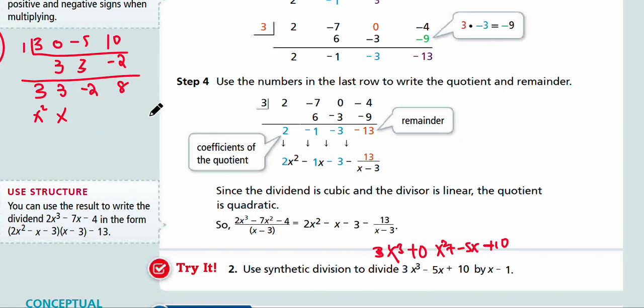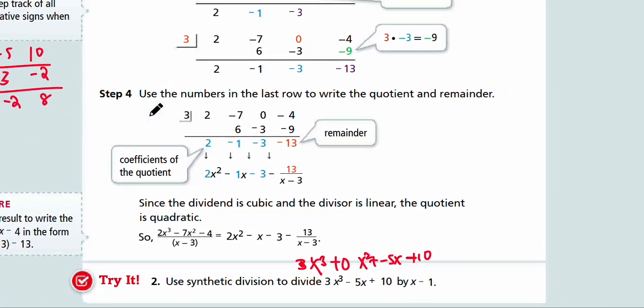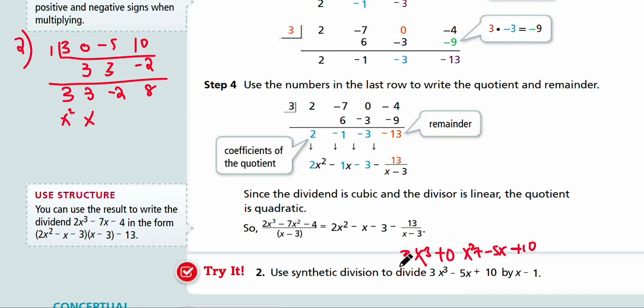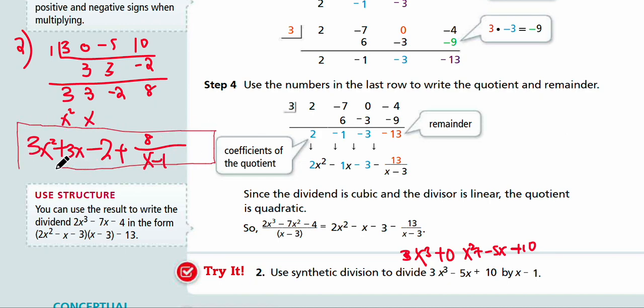So how do you write your final answer? You should write it as 3x squared plus 3x minus 2 plus 8 divided by your divisor, x minus 1. And so this is your final answer when you divide 3x cubed minus 5x plus 10 by x minus 1.